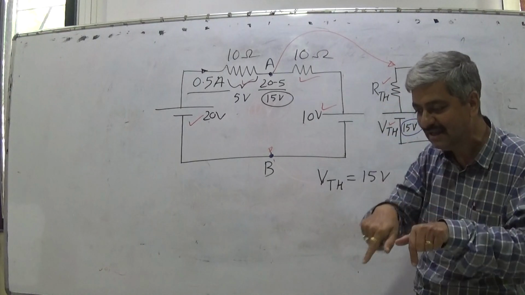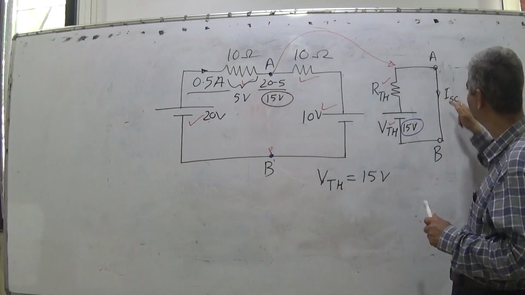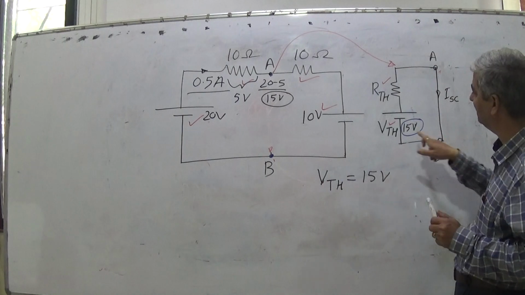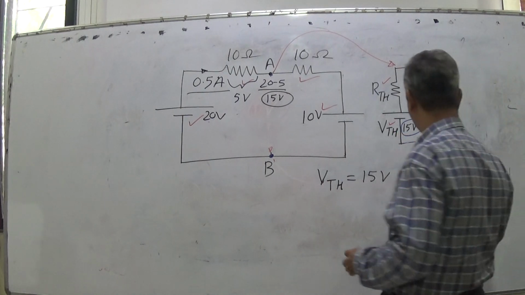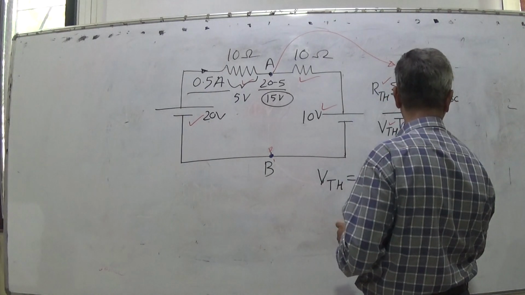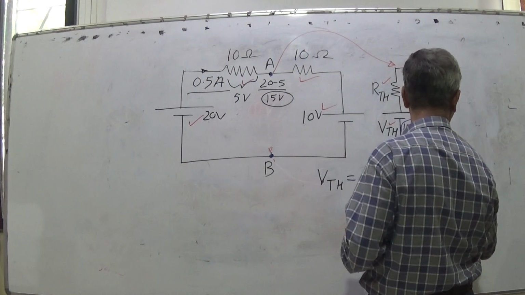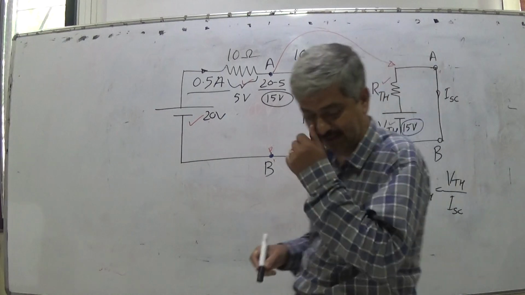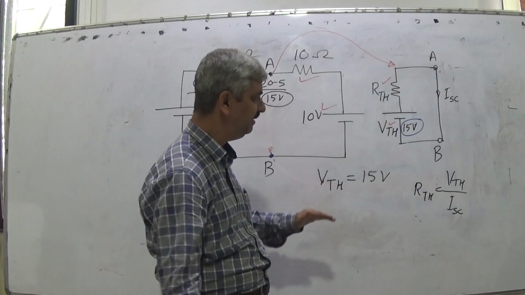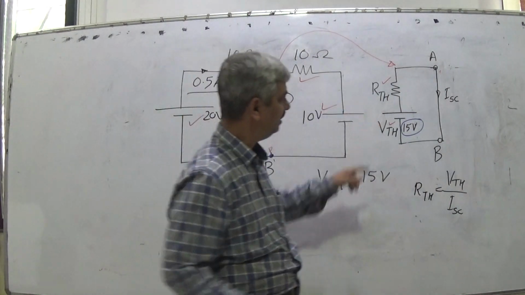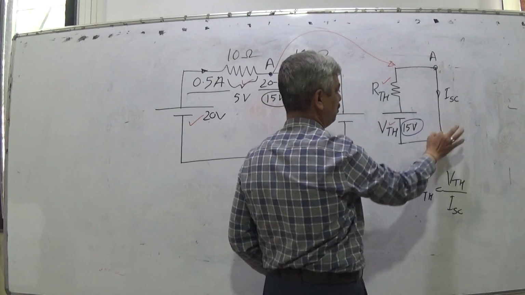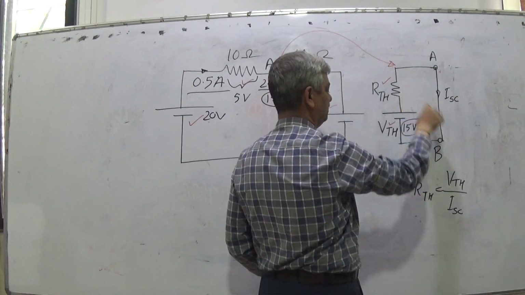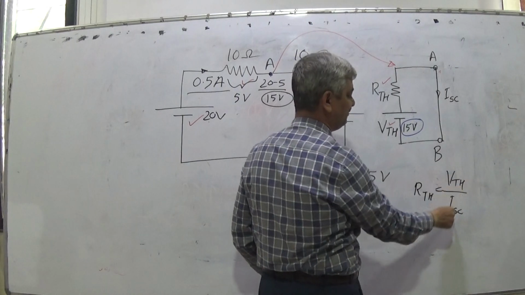So what would be RTH? If I short this, in that case, RTH would be VTH upon ISC, right? Because VTH, it is short, so only RTH will come into the picture. So RTH will be VTH upon ISC.